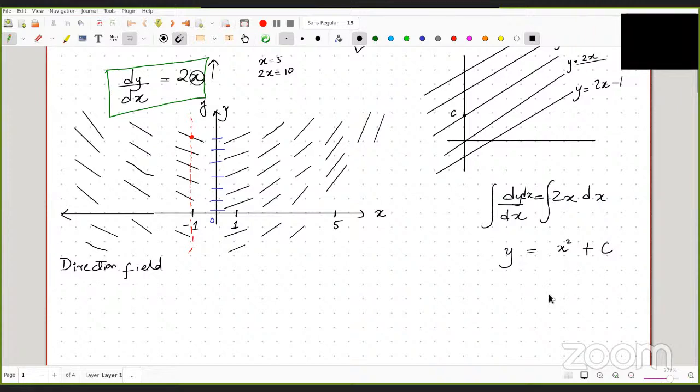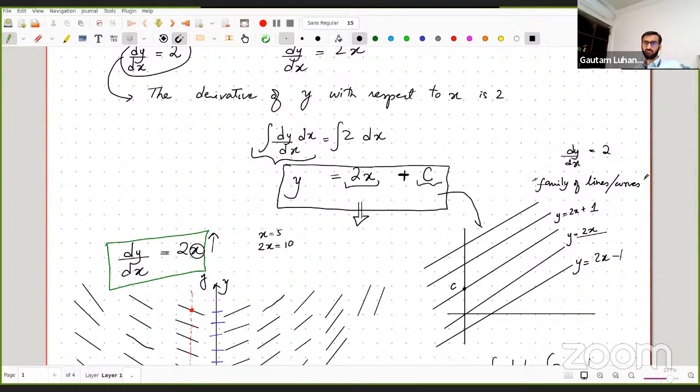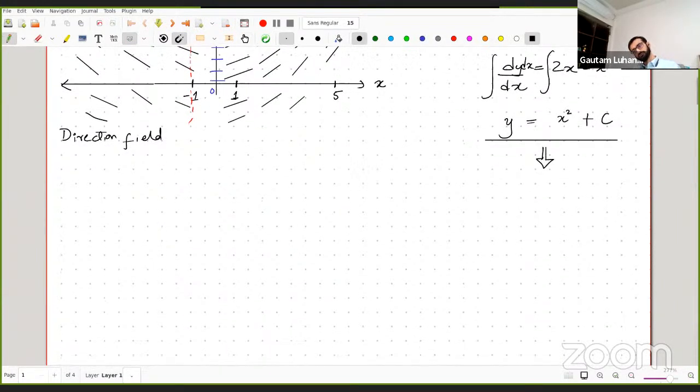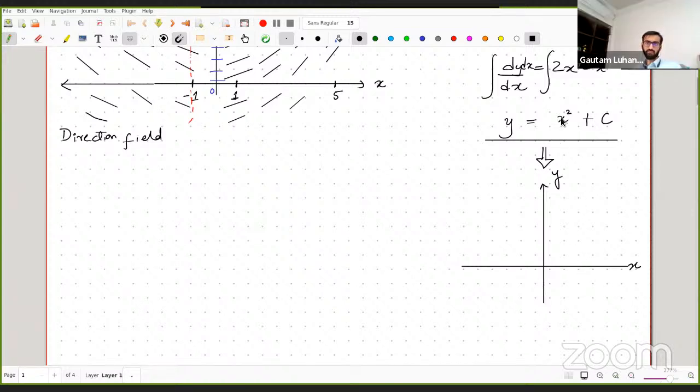Okay, so if I were to sketch this solution, this family of curves, what would this family of curves look like? It would be parabolas that cross the y-axis at c. Right, so it's simply a parabola x squared. You've seen quadratic equations. They look something like this.